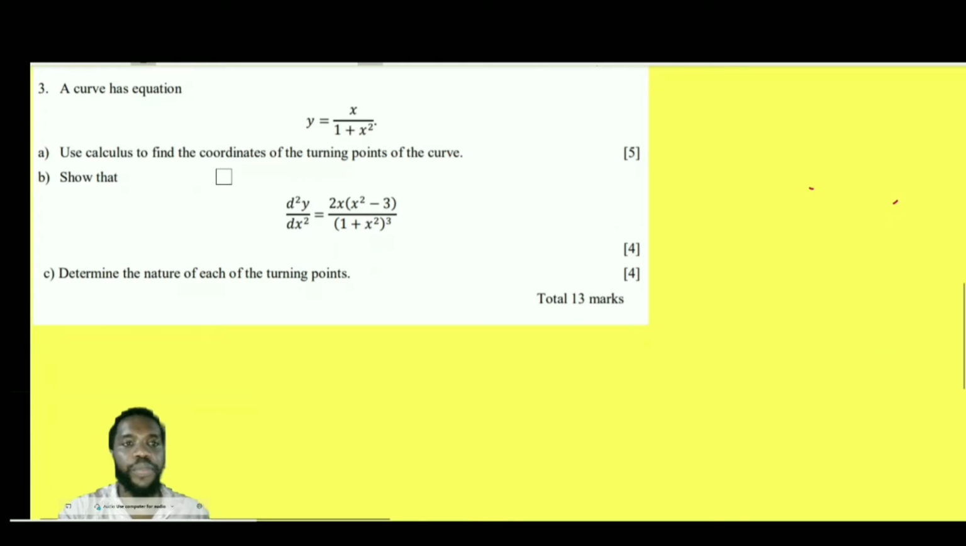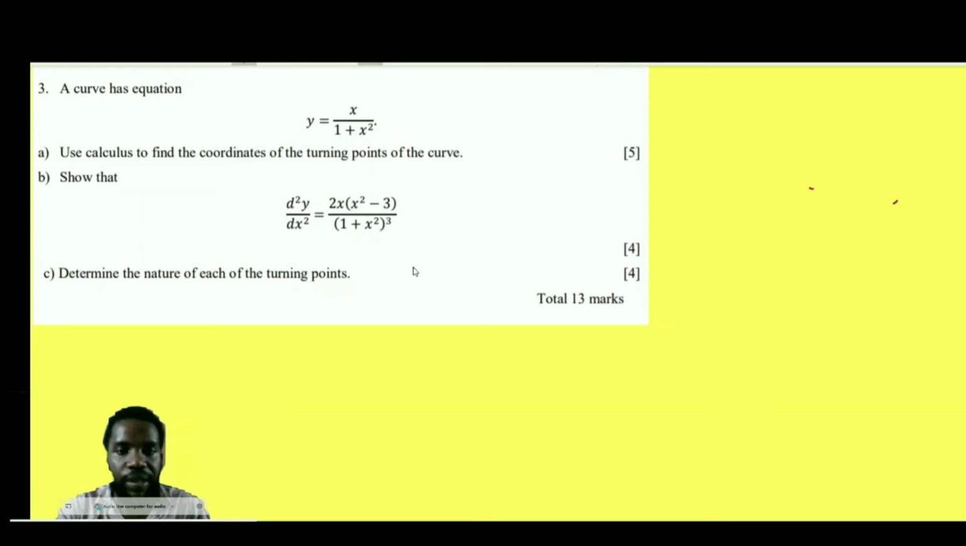Alright, we now move to question 3 in module 3 for pure 1. It says a curve has equation y equals x over 1 plus x squared. Use calculus to find the coordinates of the turning point of the curve. Alright, how is calculus involved?